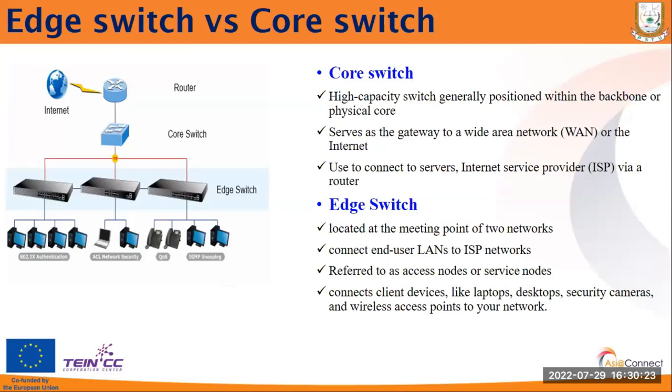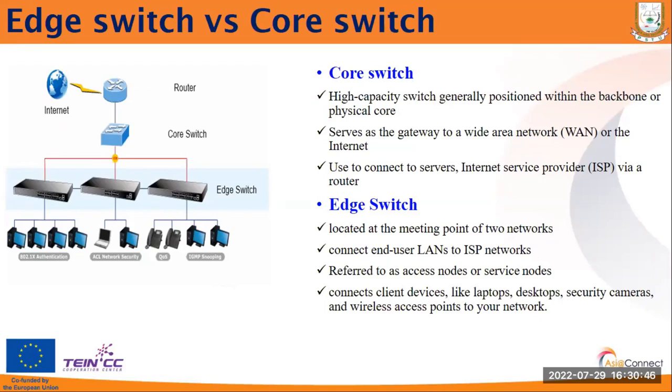So what does a core switch actually do? The core switch serves as the gateway. We already said it connects to the network, so that we can use it to connect to servers, to the ISP via a router, and to aggregate all switches.